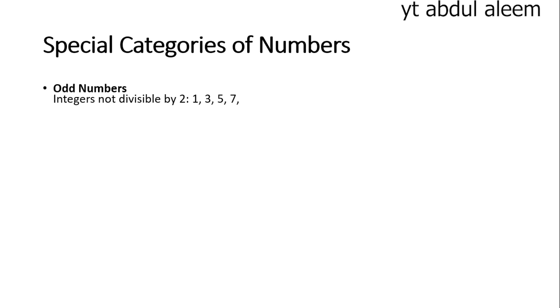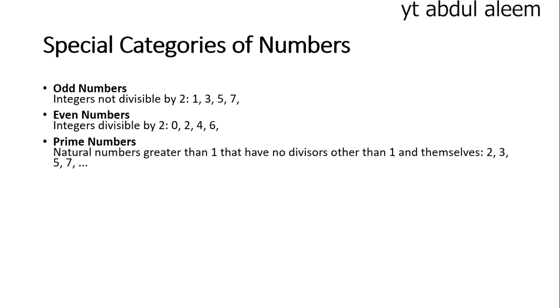Odd numbers. Integers not divisible by 2: 1, 3, 5, 7. Even numbers. Integers divisible by 2: 0, 2, 4, 6. Prime numbers. Natural numbers greater than 1 that have no divisors other than 1 and themselves: 2, 3, 5, 7.